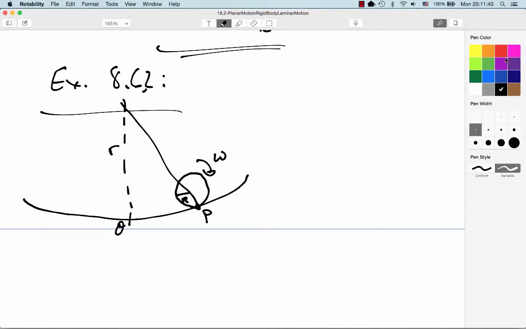So if we go and draw a free body diagram for our cylinder, we're going to have a force being applied by the surface, we're going to have a normal force, and we'll have a force of gravity.